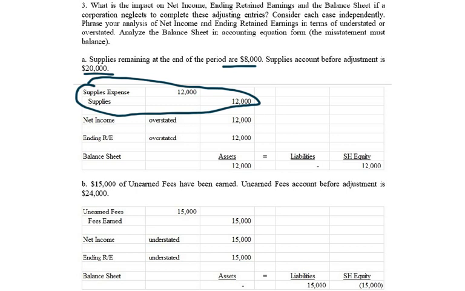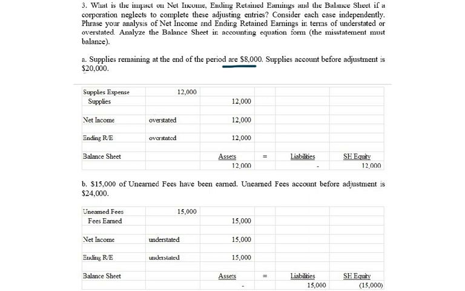Now, as a consequence, again, everything's wrong. All 3 of your basic financial statements are in error, but how are they in error? Again, we're going to phrase everything in terms of over or understated. To go over that, overstated just means that it's too large. Understated means it's too small.